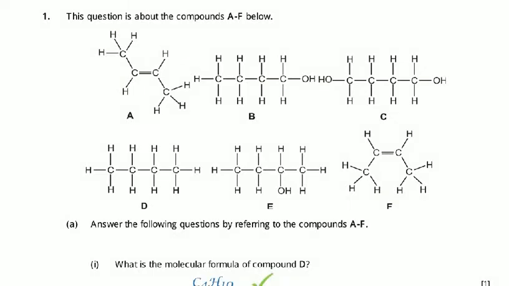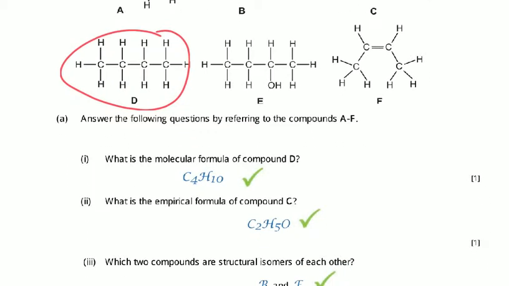This first question is relatively easy. It's asking for the molecular formula of compound D, and if we could just highlight compound D over here, it's a simple case of just counting how many atoms of each type we have. If you look at the carbons first, we've got 1, 2, 3, 4, and then the hydrogens we've got 1, 2, 3, 4, 5, 6, 7, 8, 9, 10. So in this particular case, the answer as listed over here would be C4H10.